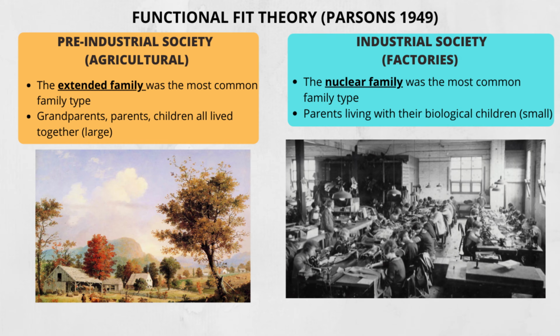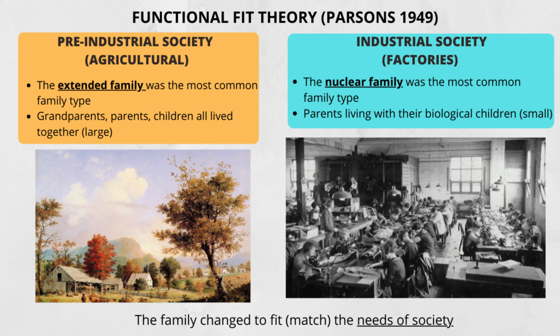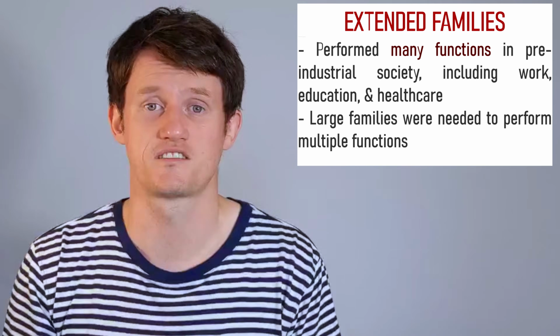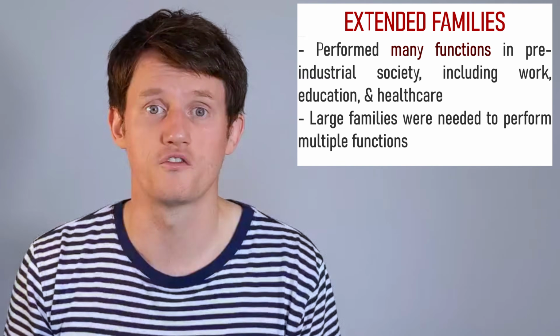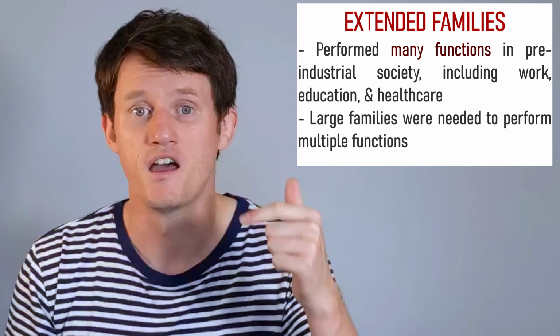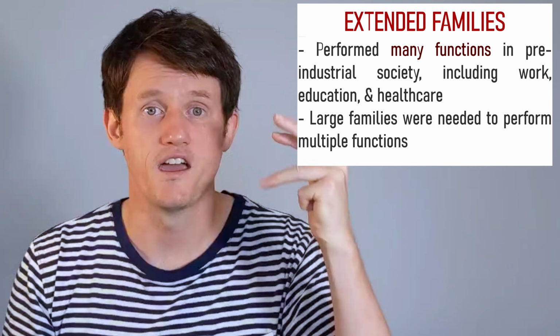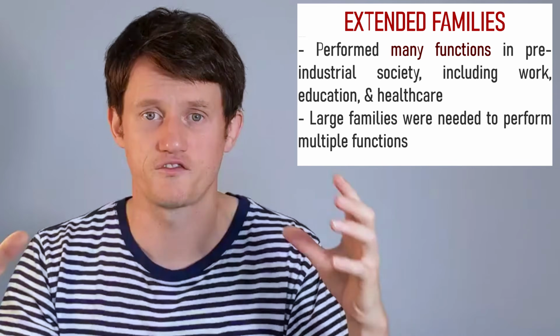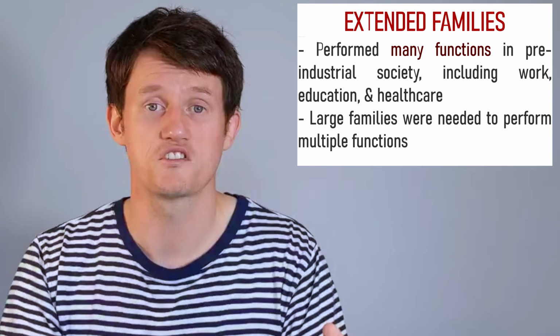Parsons argues the main family type in society will match the needs of society at that time. So why did the extended family match the needs of agricultural society? Well, the extended family is very large. At that time, the extended family performed all of the functions in society. It was responsible for work, families worked together, healthcare, childcare, education. Everything was done in the family, so you needed a large family type to accommodate that.